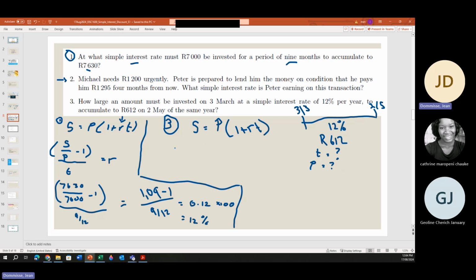So let's firstly rewrite it, since we know we need to work out P. So isolate P. We will need to say S divided by (1 + rT). Okay, so basically we've got S is 612. We've got the interest rate 0.12, but we will need to work out how many days.